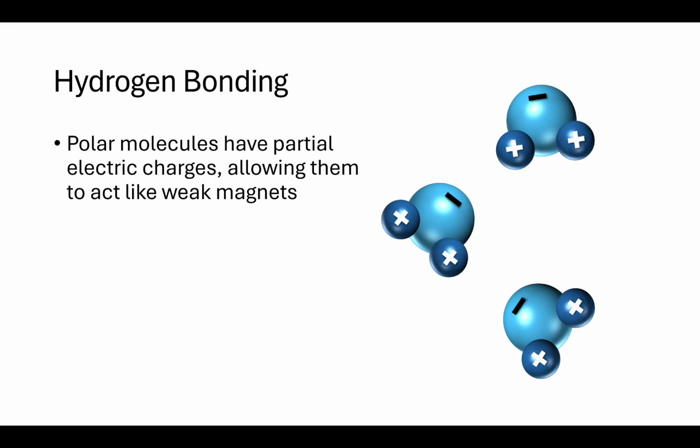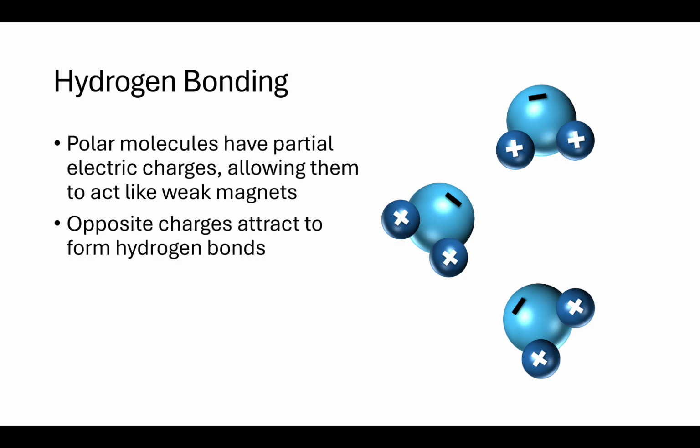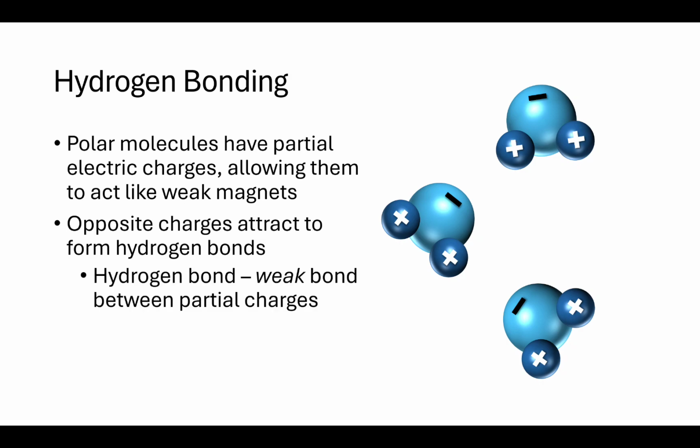So this results in something called hydrogen bonding, and this is due to the fact that these molecules, with their polarity, have these partial charges, which makes them act almost like tiny magnets. And hopefully you have at least played with magnets enough to know that positive charges and negative charges are going to be attracted to each other. And so these opposite charges, the attraction between them, ends up being called a hydrogen bond.